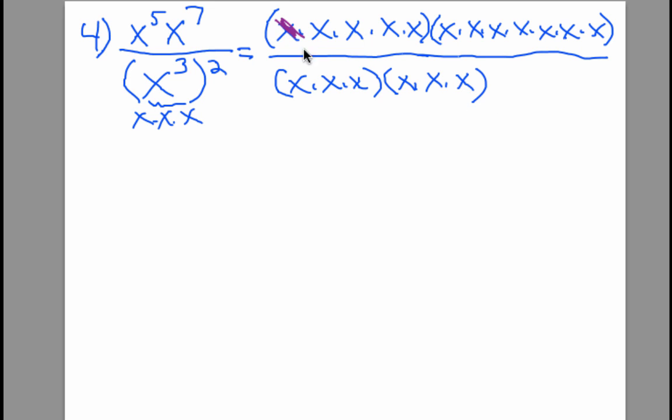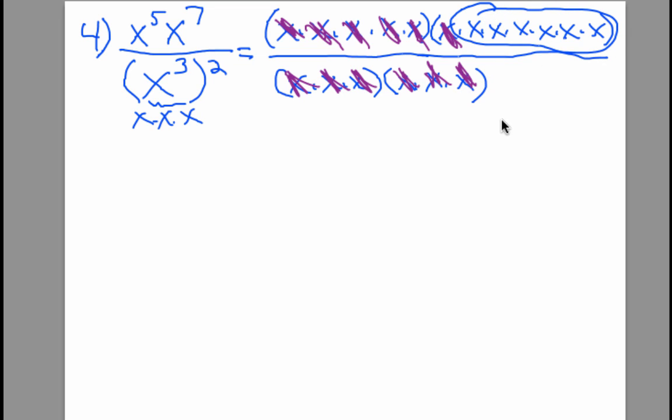So let's have some fun. Go away. Cross out, cross out. You've known how to cross out for some time. Cross out, cross out, cross out. One more. And you see now, and you literally can see, that the final answer is x times itself 1, 2, 3, 4, 5, 6 times.